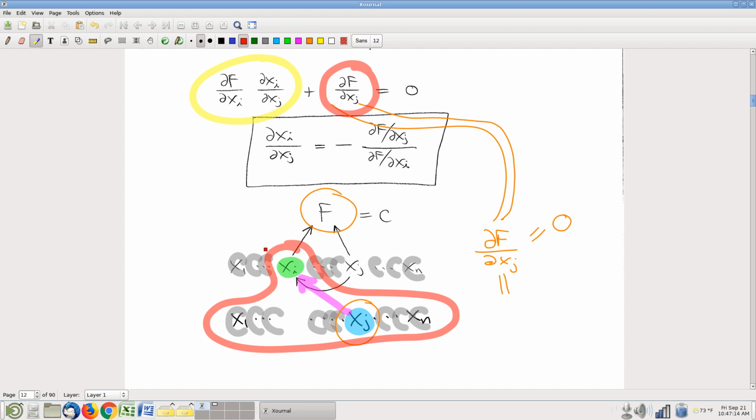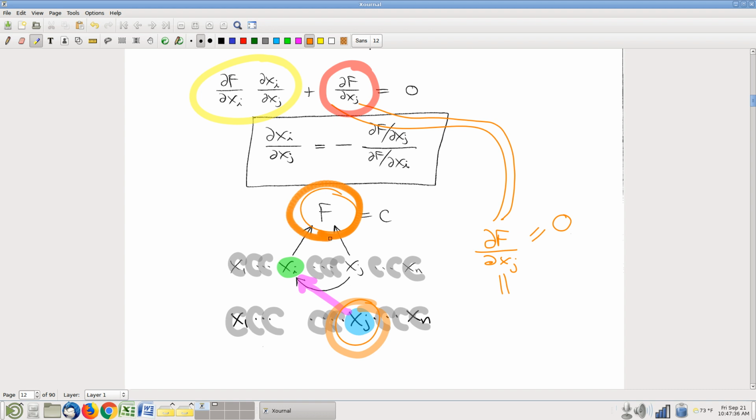Other than xj, I hold all the other input variables constant, and then I take the resulting single variable derivative. Right? Yep. How can you have that yellow term if df is just equal to 0? Because it's the total that's equal to 0. Right? So let me do this in the orange. The total partial of f with respect to xj, considering all different paths, is 0.